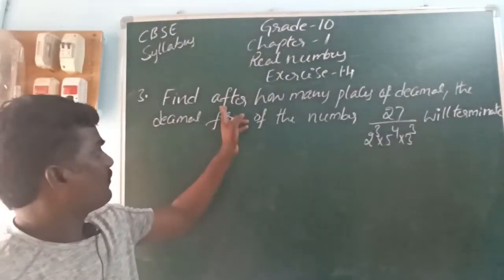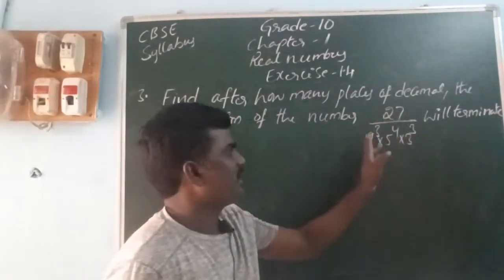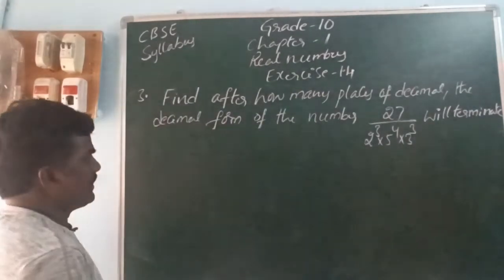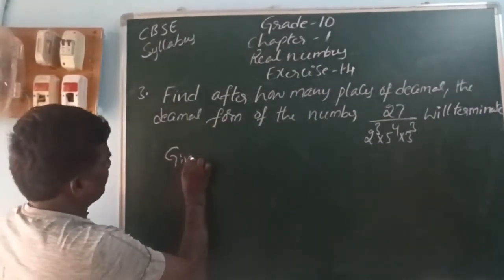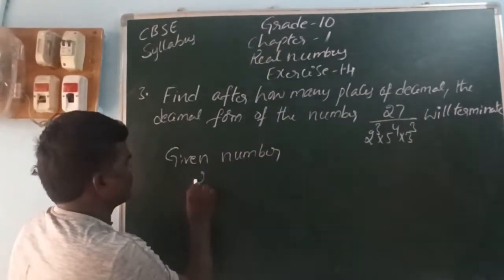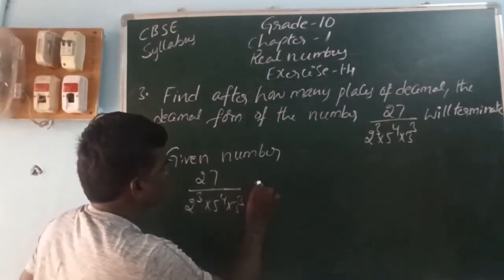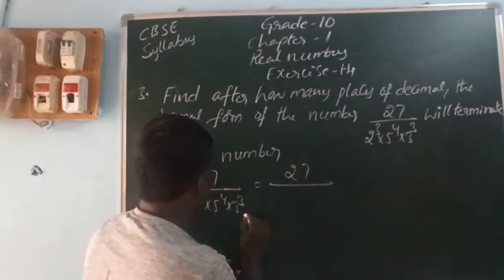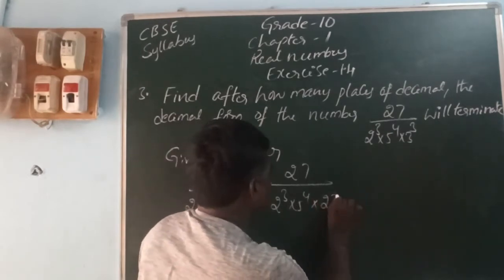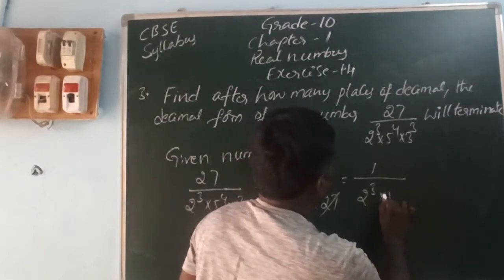Find out after how many places of decimals the decimal form of the number 27 by 2 cube into 5 power 4 into 3 cube will terminate. Okay, what is the given number? 27 by 2 cube into 5 power 4 into 3 cube. This is the number. Here 27 and 27 cancel. What remains is 1 by 2 cube into 5 power 4.